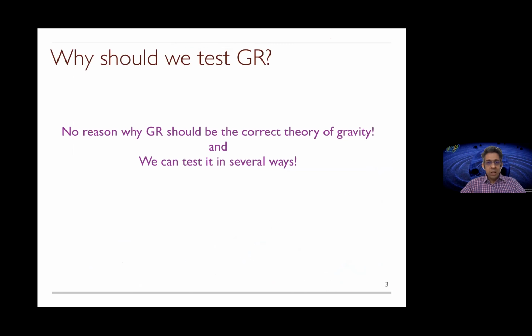Okay, so now let me give you a very simple motivation why we want to carry out this test of GR. Firstly, there is no reason why GR should be the correct theory of gravity. And secondly, we can test it in several ways using several kinds of observations. This is a simple enough motivation, at least for me, to carry out tests of GR and ask the question whether there is any evidence for any beyond GR physics in the data and the observations.